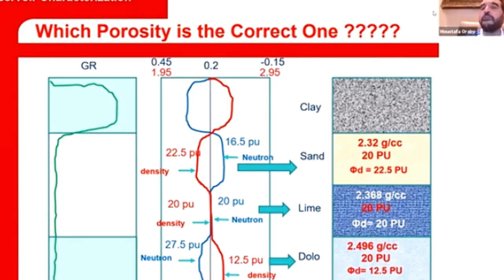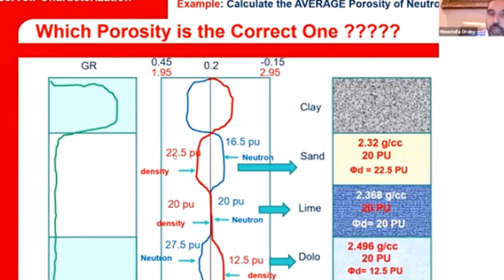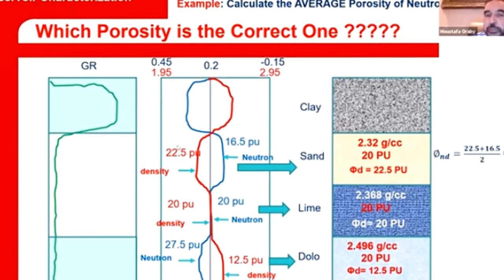Calculate the average porosity of neutron and density. Watch it step by step. Let's just understand it. Get the average porosity. What is the porosity here? It's 22.5. What's the porosity here? 16.5. Add them up and divide by 2. You add the density porosity to the neutron porosity and get the average. If I add 16.5 plus 22.5, it gives you 40. Divide by 2 to give you exactly 20. So I reached the 20 by taking the average of the neutron and the density?